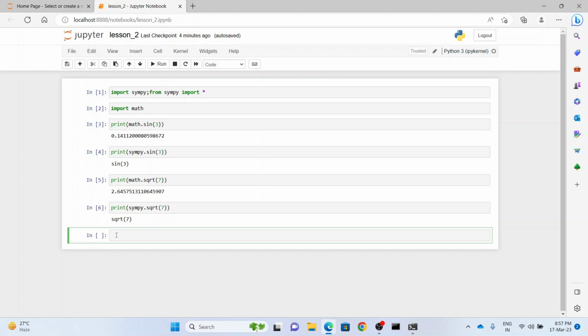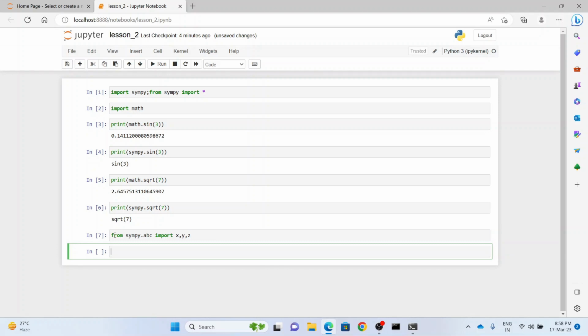So now let's start with our regular dose of sympy and how it is useful. So first we write expr, that is expression. And before that, we import the libraries for variables. So we write from sympy dot abc import x comma y comma z. Right now, these are the variables we are importing. So these variables will help us in doing symbolic calculations. So these variables are also symbols. So let's run it.